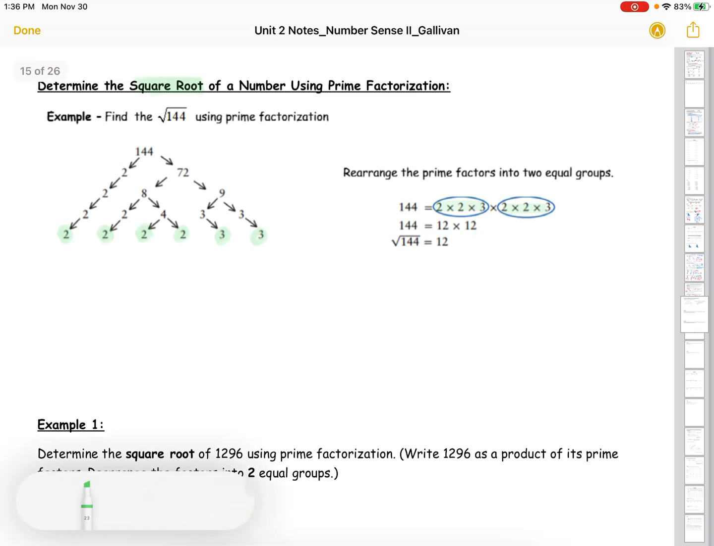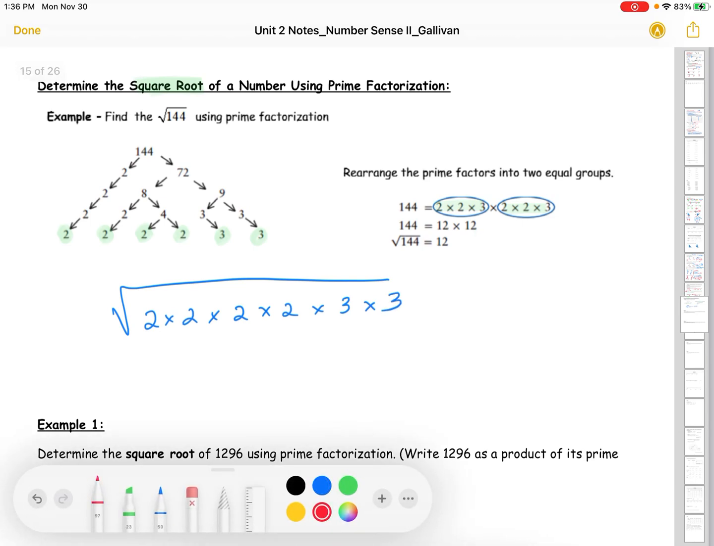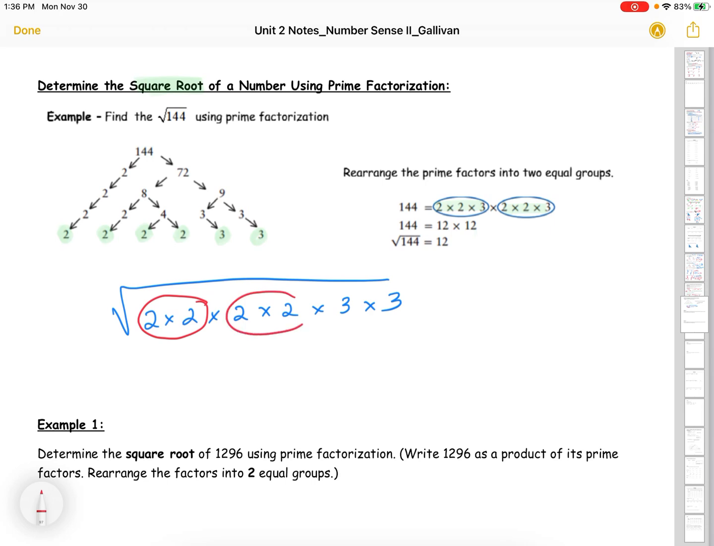I always say look for pairs, because there's another way you can write this. I can write this like this: 2 times 2 times 2 times 2 times 3 times 3. Now I'm finding square roots, so I'm going to look for pairs.